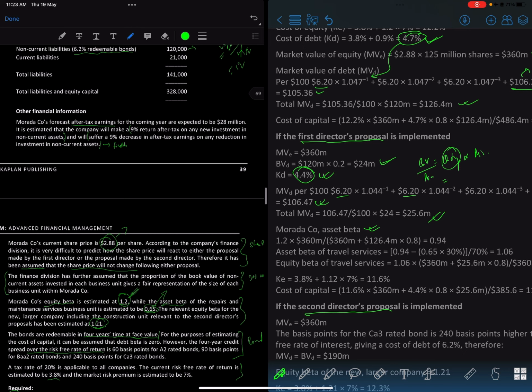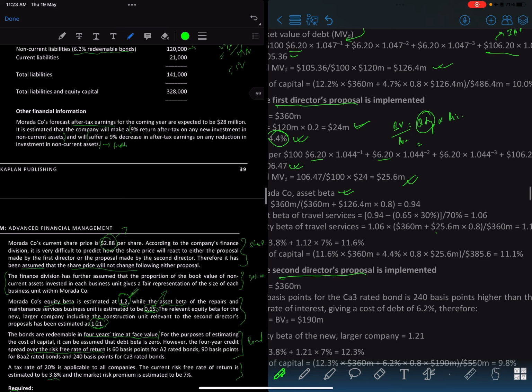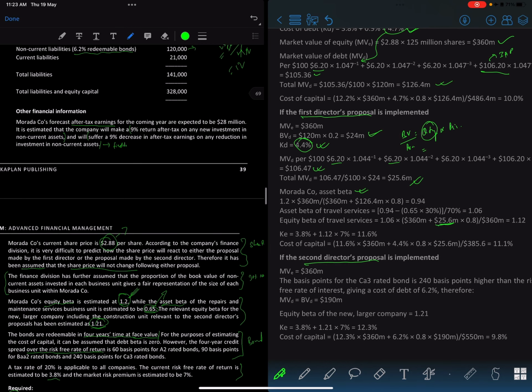Yeah, and then that's how we get our total market debt, right? And then we can simply use that value for gearing the company, gearing the travel services, right? Because we only have this much debt remaining. So we do that, we get 1.12, right?